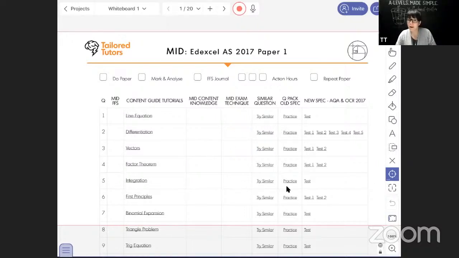I'm going to send you a poll, and I want you to tell me which question you want to do. I haven't put all of them in, but I've put a few in, and you can vote for as many as you like. The options are question 4, on factor theorem, question 5, on integration, question 6, on first principles, question 7, binomial expansion, question 9, trig, and question 10, discriminant. If you're in the Zoom room, you should see that poll on your screen, and I can see people voting now. A lot of people want to go straight to the A-star questions.